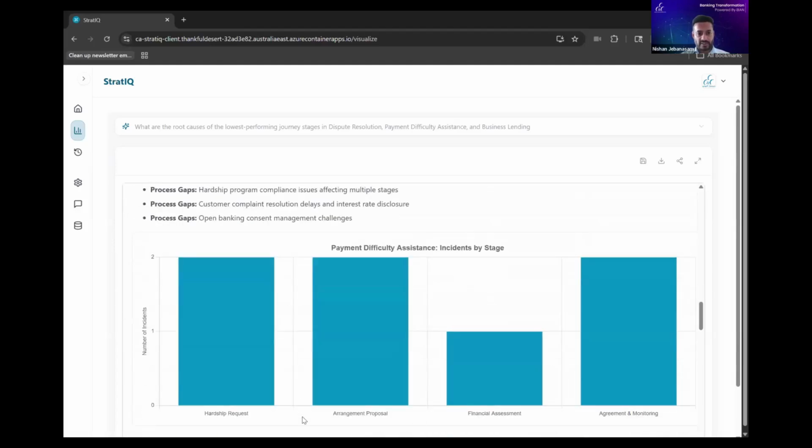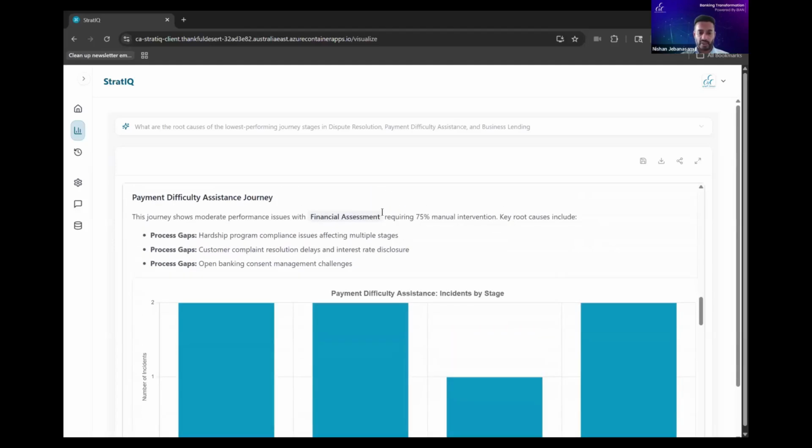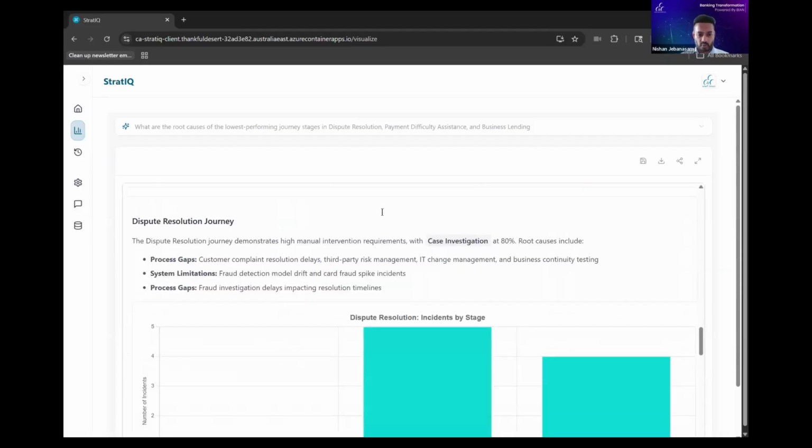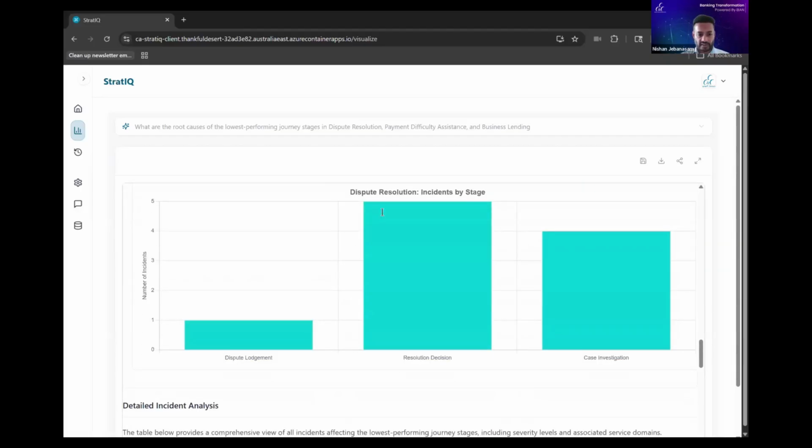Similarly, payment difficulty assistance, same thing, right? It's able to go and look at the journey stages. And in this case, it's identified that the financial assessment journey stage requires 75% manual intervention. And again, it's got root causes, right? And lastly, the dispute resolution journey. So we get similar insights there.